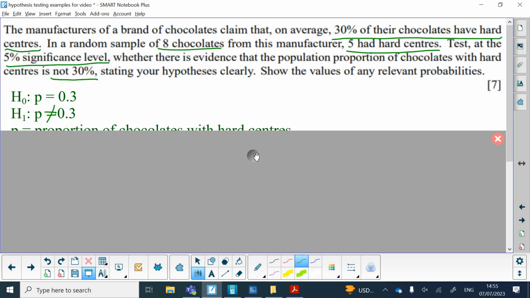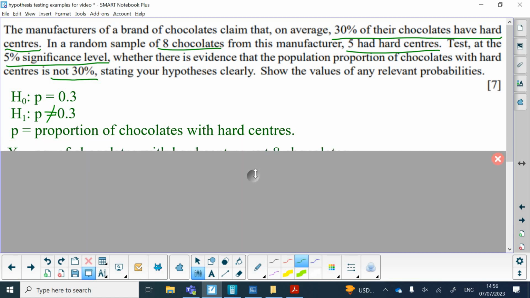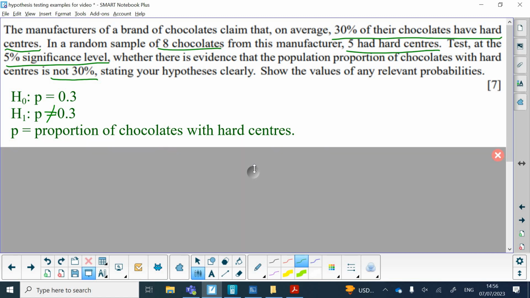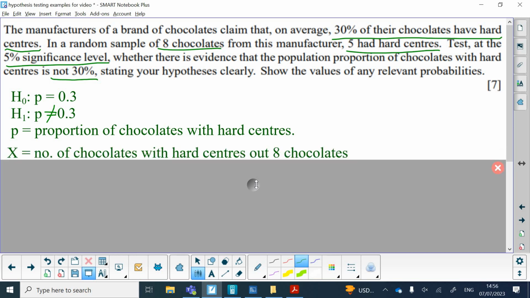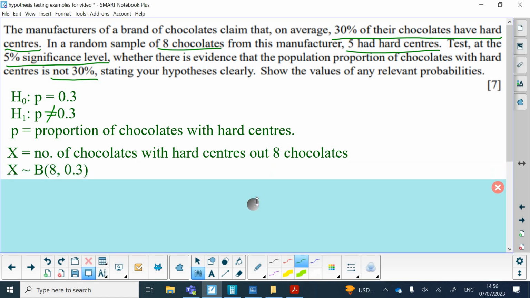We then need to define what we mean by this p that we're testing. So p is copied from the question: the proportion of chocolates with hard centres, the population proportion. We need some data. So we've gathered 5 hard-centred chocolates from 8. So X is going to be the number of chocolates with hard centres out of 8 chocolates, and that will have a binomial distribution, success being having a hard centre. The number of trials is 8 because there's 8 chocolates, and the chance of success, assuming the null hypothesis is true, is 0.3.